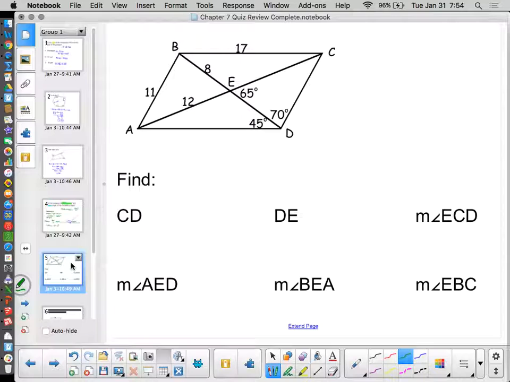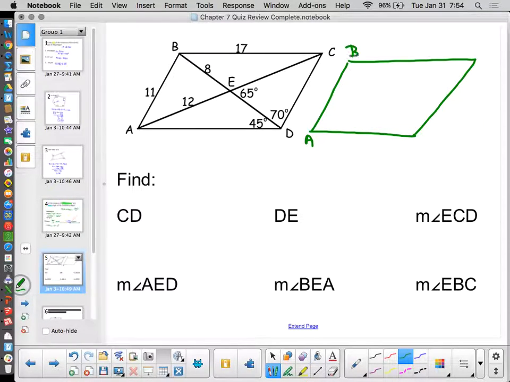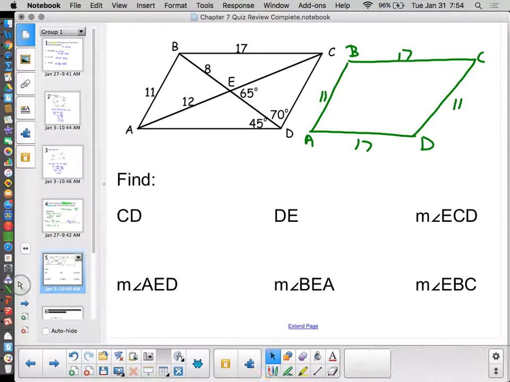Okay? I can always just draw a copy of my big parallelogram here, ABCD, without the diagonals and just marking what I know about that. This is 11, this is 17, so this has to be 11 and this has to be 17. What else do I know about my big exterior parallelogram? This angle is 70 plus 45 put together, right? So that's what, 115? So what's this angle got to be? 115. What's this angle going to have to be?